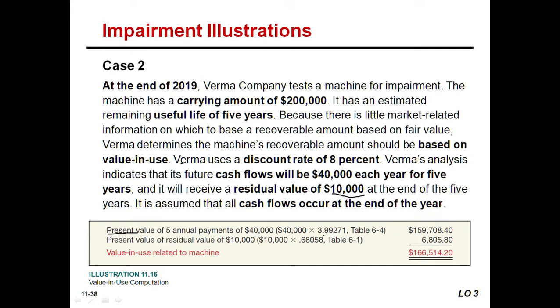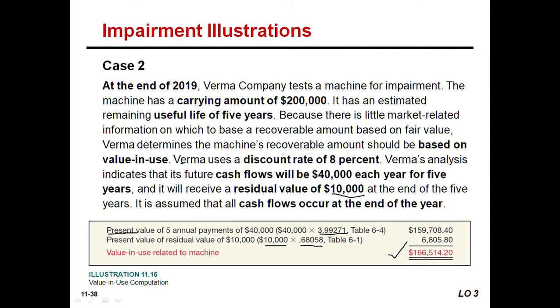So we use the annuity table and navigate it to 8% for 5 years. Here we got the table value 3.99271. So 40,000 into 3.99271 is 159,708.4. And then you have 10,000, which is the residual value at the end of 5 years. So do the PV for a single cash flow for 5 years from the table, and you got 0.6858. So these will be the two present values. Add them up, and this will give you the value in use related to the machine, 166,514.2, right? Compare this with the carrying cost and decide for yourself if there is impairment or no impairment.